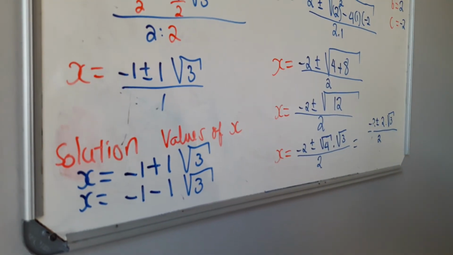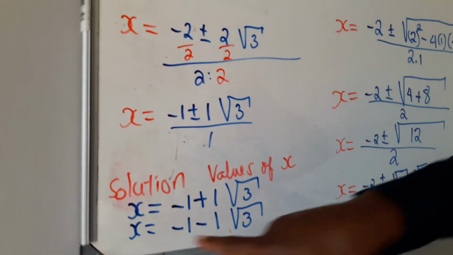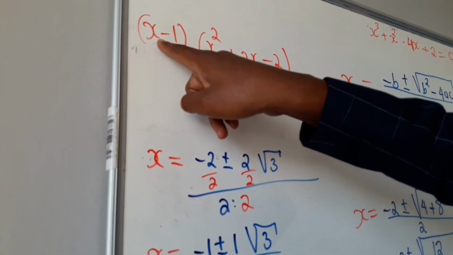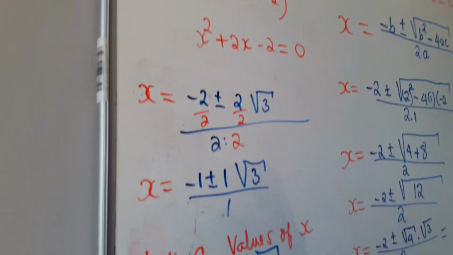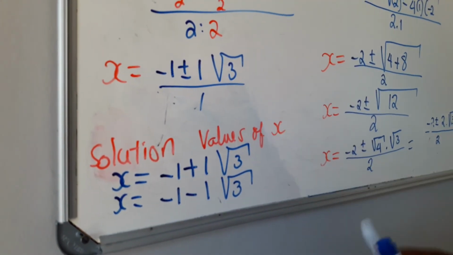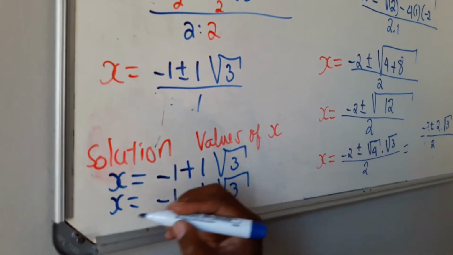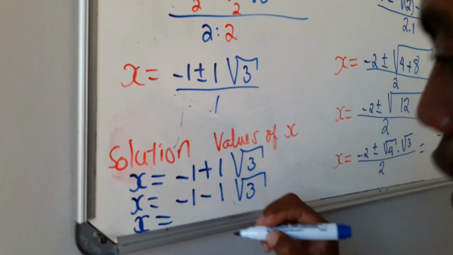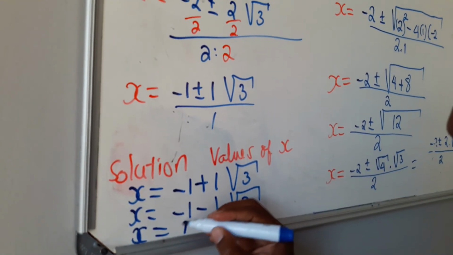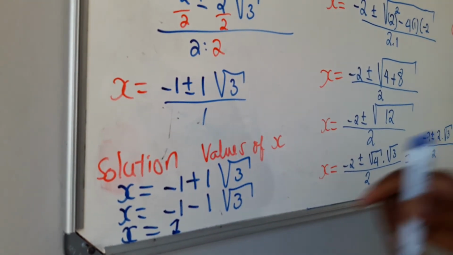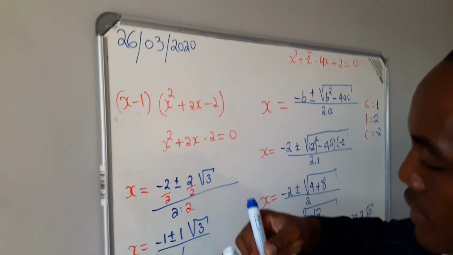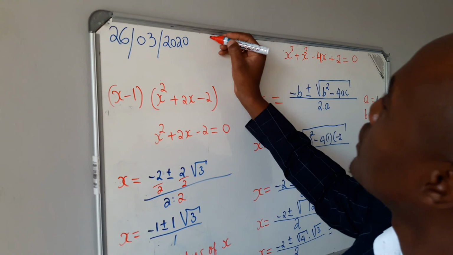And the final value of x can also be 1, because remember we factorized it from the beginning, x minus 1. So that is the final value of x. I'm going to write it here. I don't have enough space, so I'll put it very small here. x equals, in this case, 1. So those are the three values of x. Let me put them all up here as the solution.